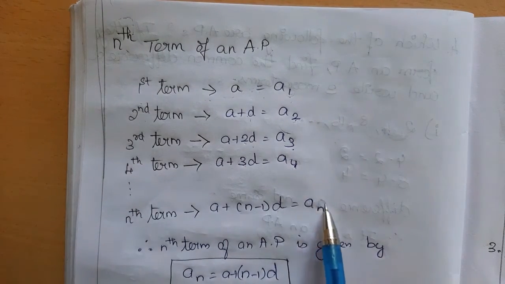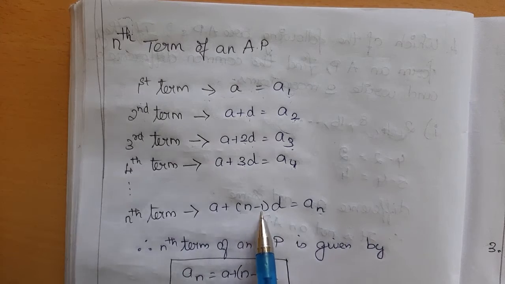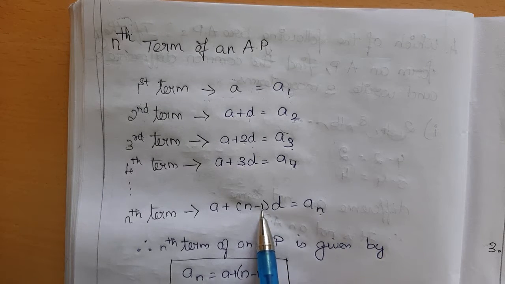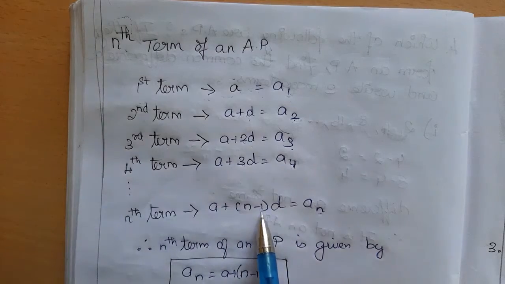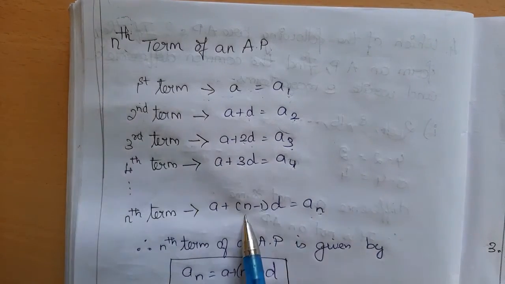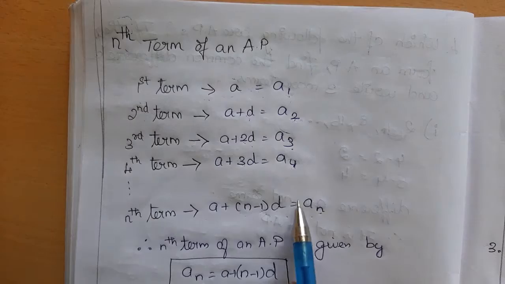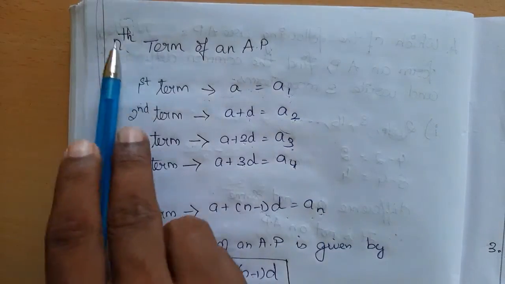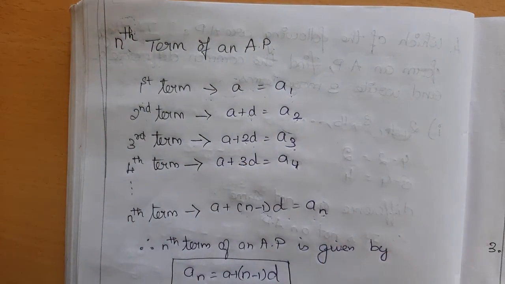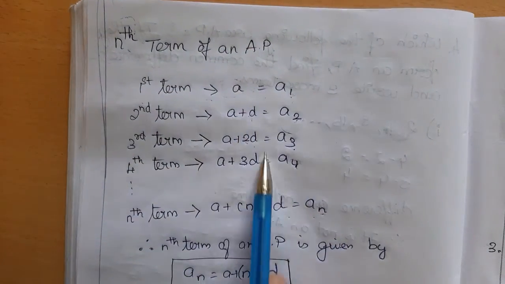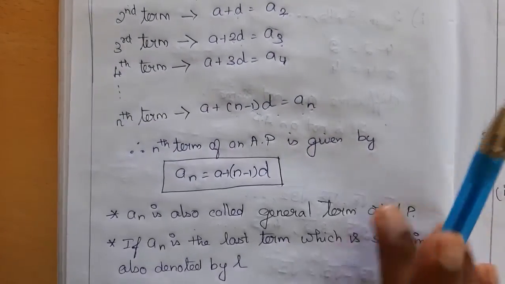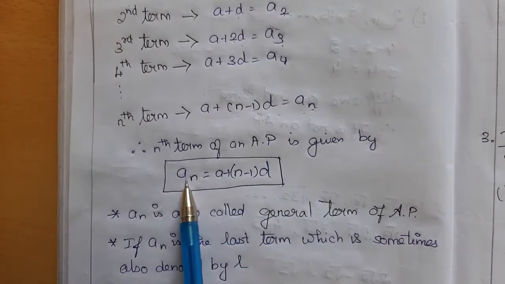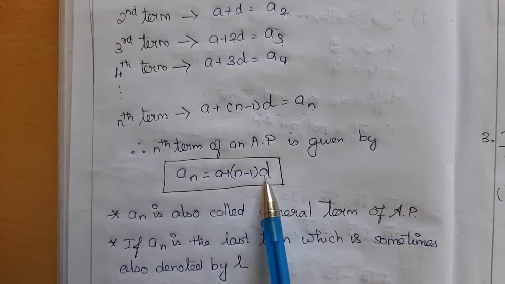For any number of term n, if it is the sixth term, it will be 6 minus 1, so 5d. If it is the 10th term, a plus, 10 minus 1 is 9, so 9d. If it is the 100th term, a plus 99d. Right? So this is the general form to find the nth term, be it the 100th term or 1000th term. We can just derive it from this pattern, beautiful patterns. So the nth term of an AP is given by an is equal to a plus n minus 1 into d.